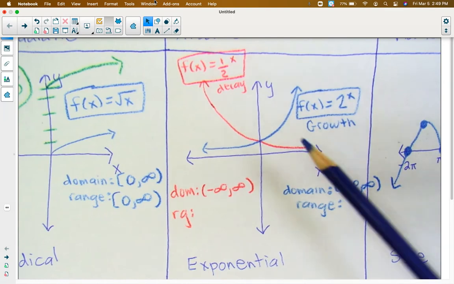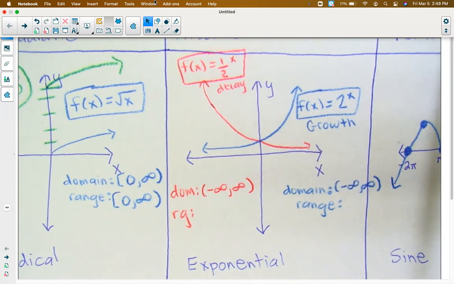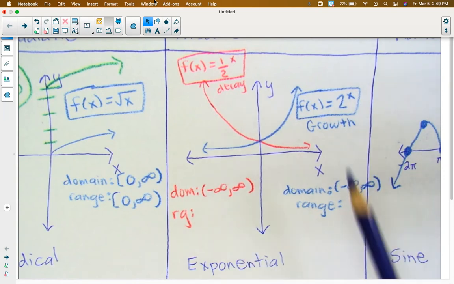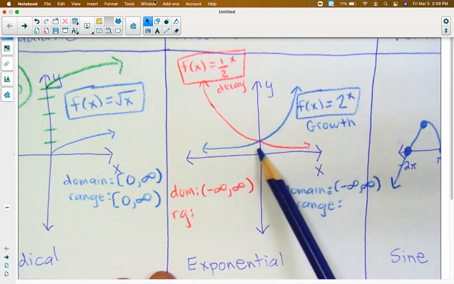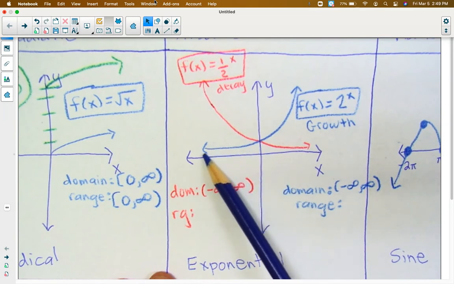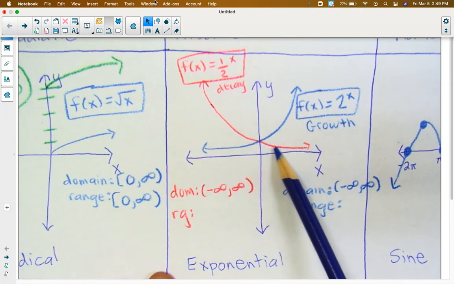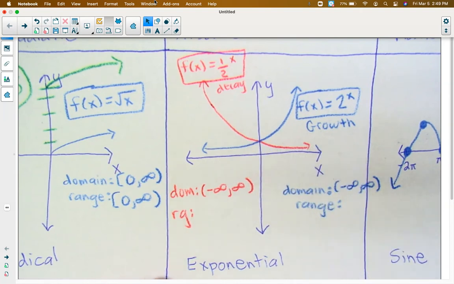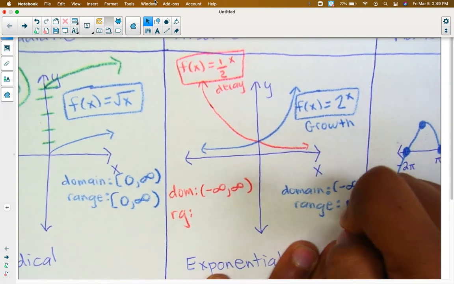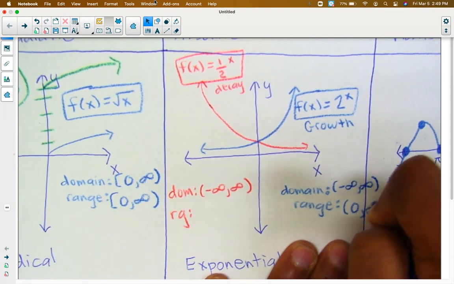Now the range, just like the case is with a rational function that had an asymptote, an exponential function has an asymptote also. So this graph is going to get closer and closer to the x-axis, but it's not going to touch. And my exponential decay is going to get closer and closer to the x-axis, but it's not going to touch. So my range is from 0 to infinity.